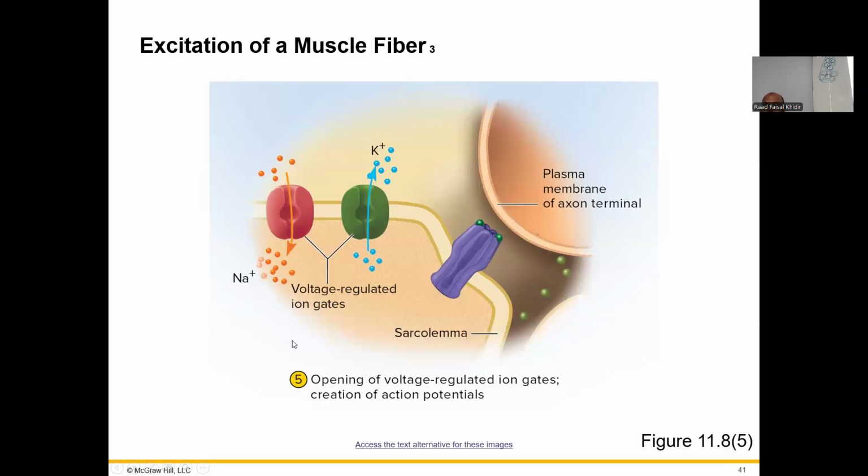Sodium would enter inside and potassium would exit. When it binds, one side has the sodium and the other side has the potassium. When acetylcholine binds to the acetylcholine receptor, you have opening of these channels, and the opening of these channels leads to the entry of sodium and the exit of potassium.